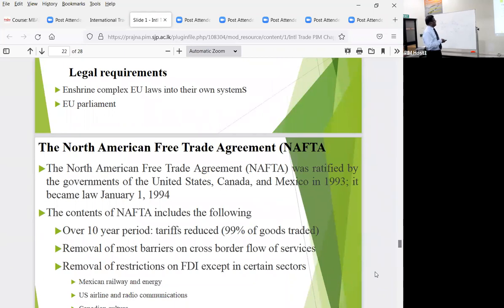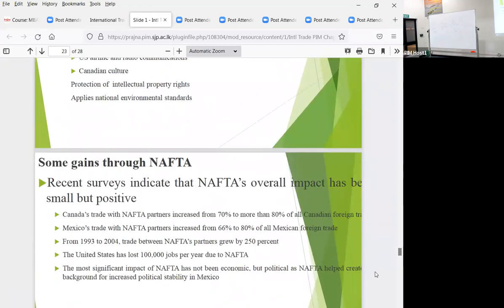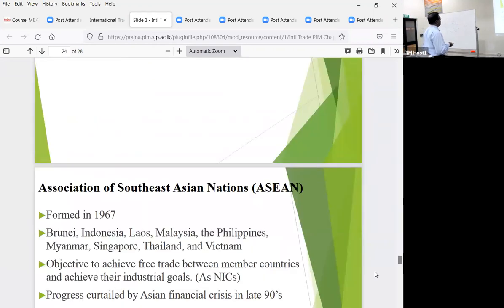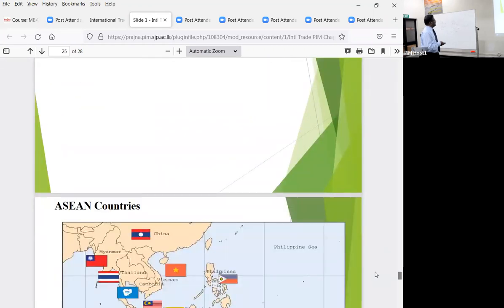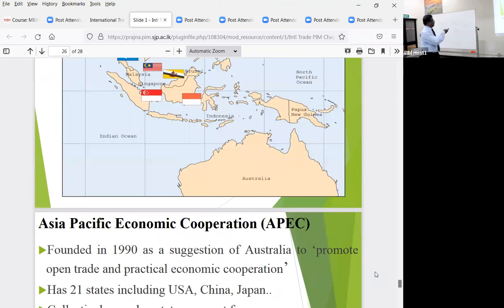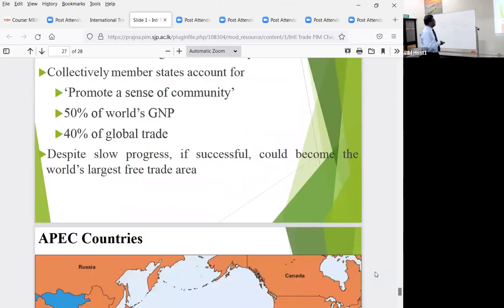So we are talking about NAFTA, the North American Free Trade Agreement between the USA, Mexico, and Canada. This is talking about ASEAN, right? Another block, then the ASEAN countries, these APEC countries.